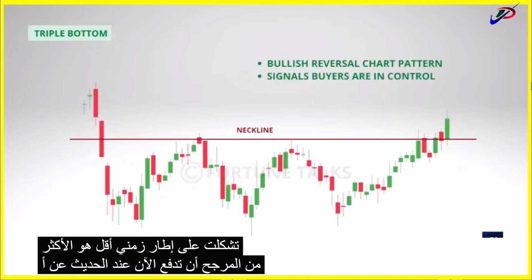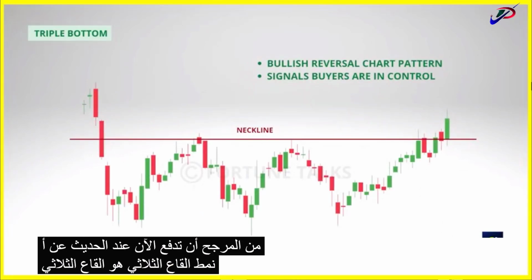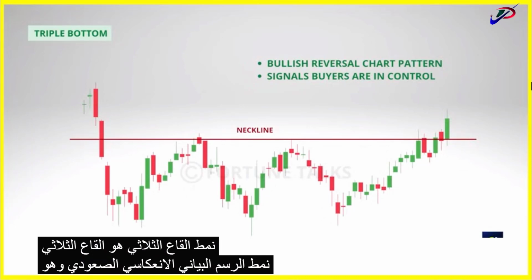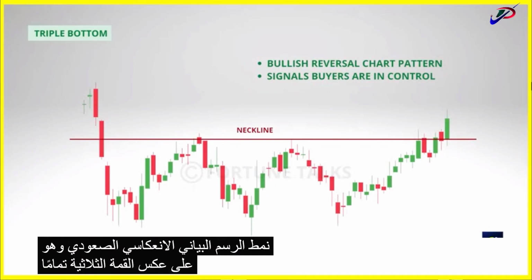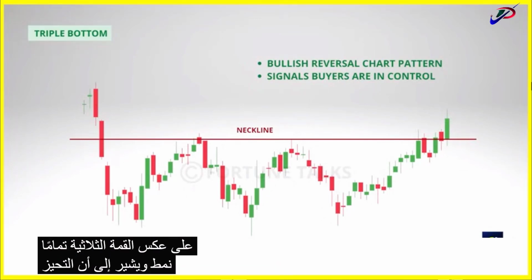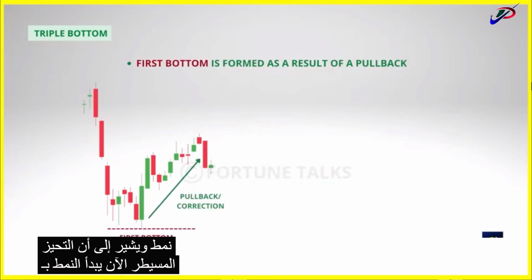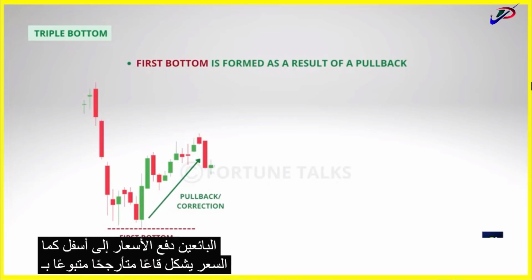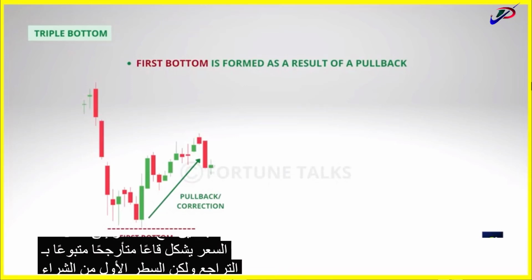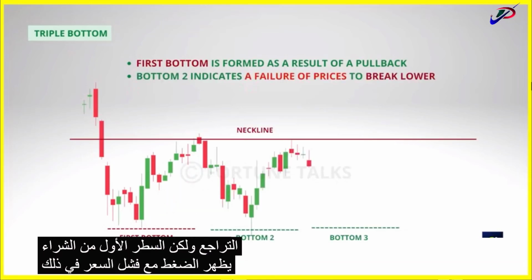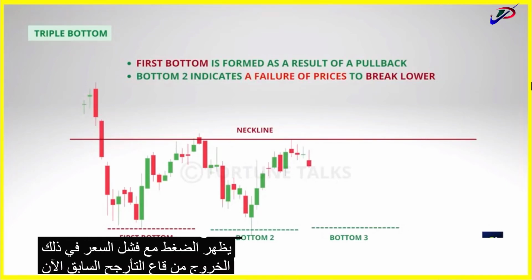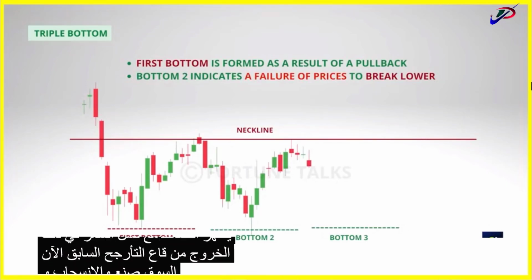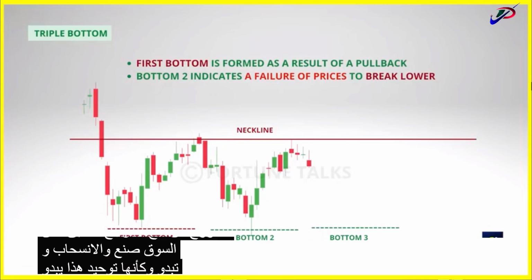Now when talking about a triple bottom pattern, a triple bottom is a bullish reversal chart pattern and is quite the opposite of the triple top pattern, and it signals that the buyers are dominant. Now the pattern begins with sellers pushing the prices down as the price makes a swing low followed by a pullback. But the first sign of buying pressure appears as the price fails to break out of the previous swing low. Now the market made another pullback and looked like a consolidation.